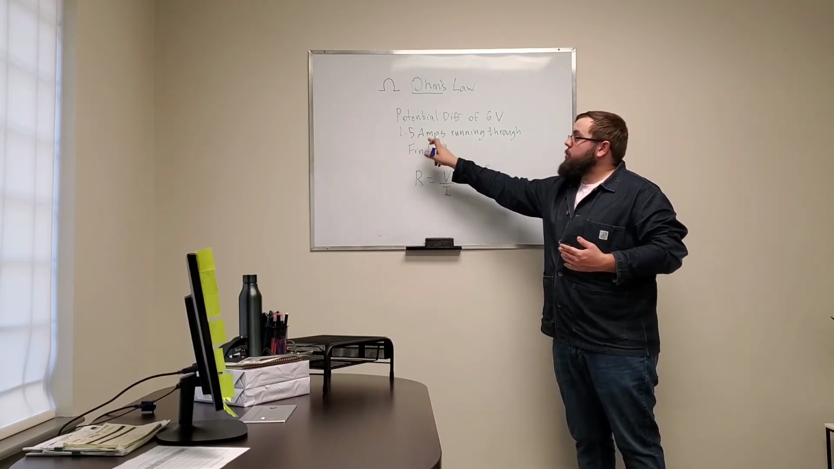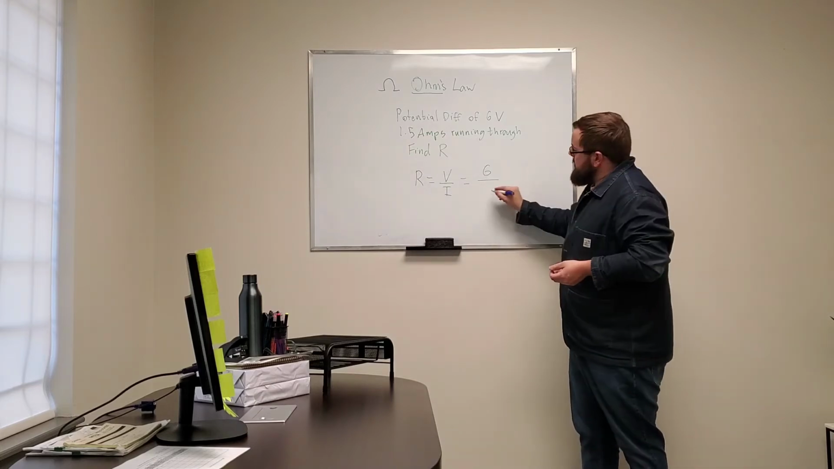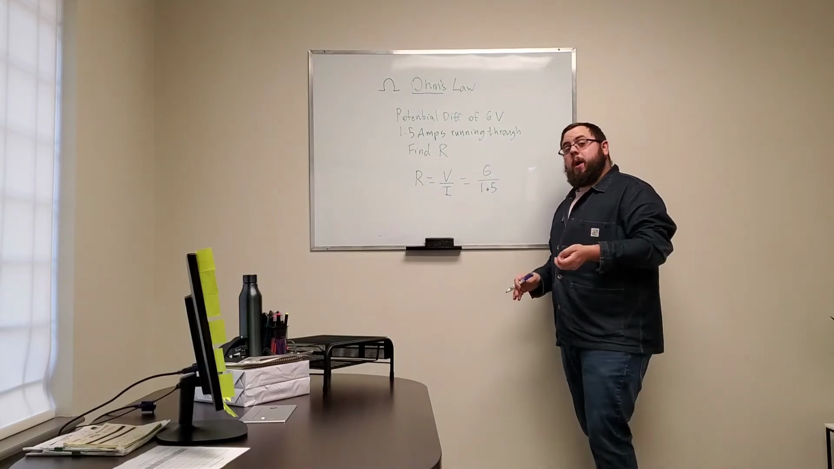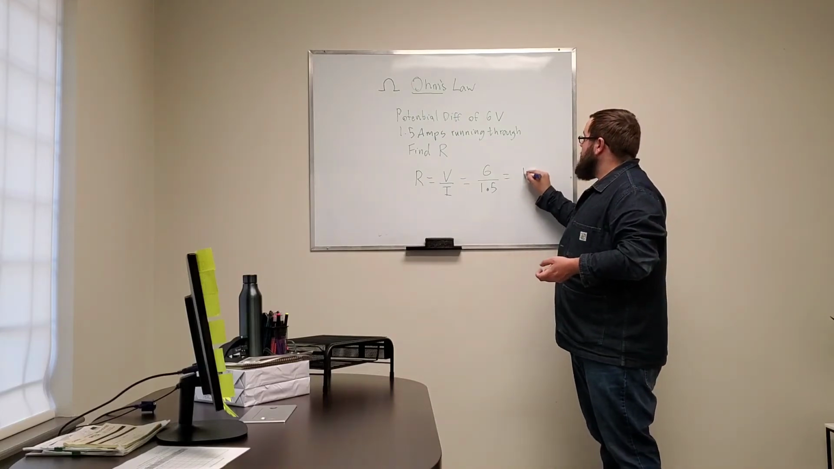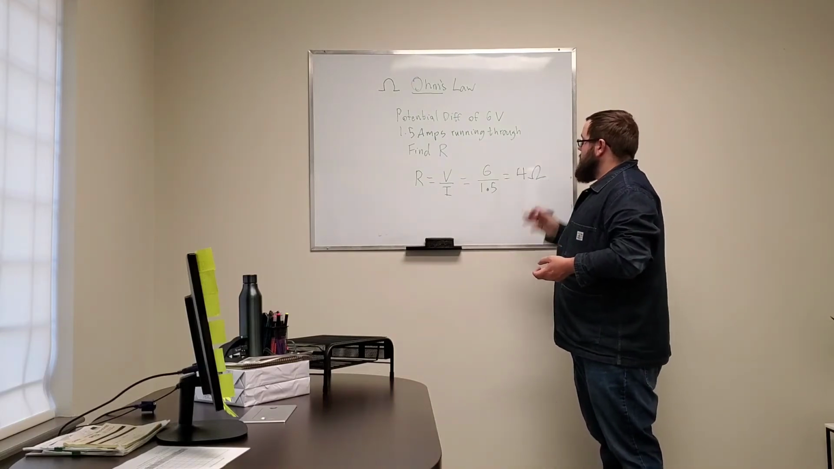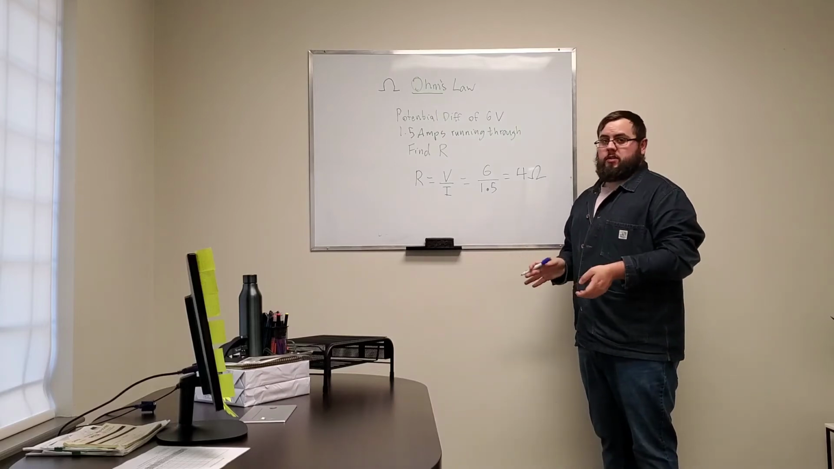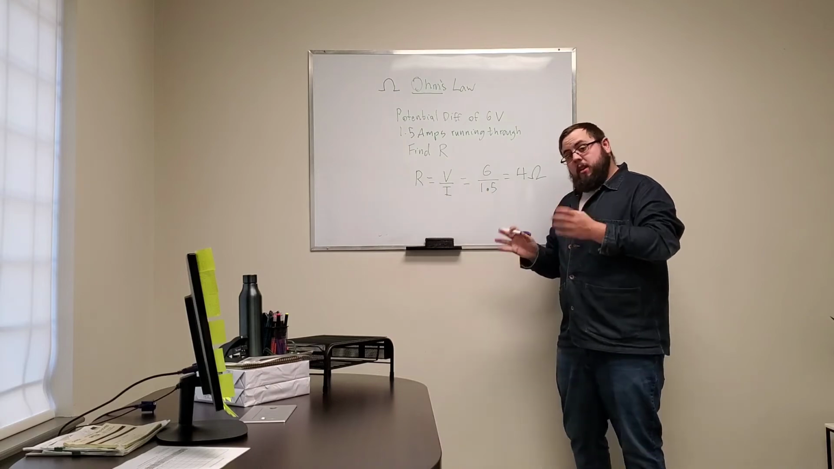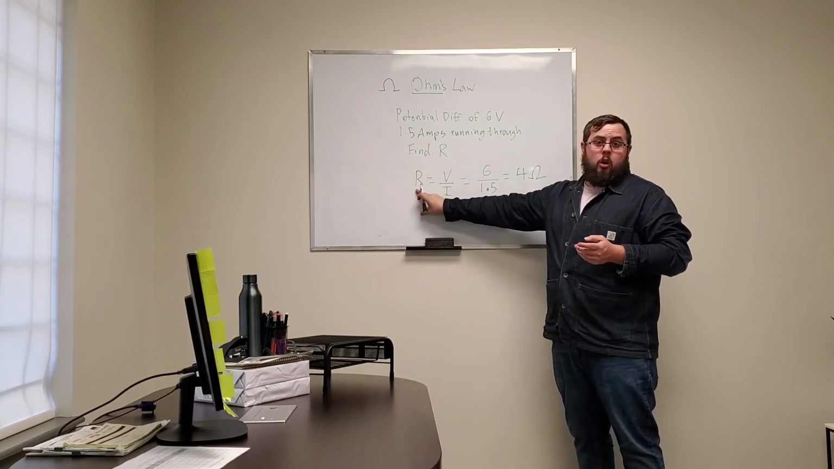And we have 1.5 amps. Amps is current. And then we just take 6 divided by 1.5. So we would have 4 ohms of resistance in this light bulb. Now we have this formula. It may not always be the case that we're looking for R, right?